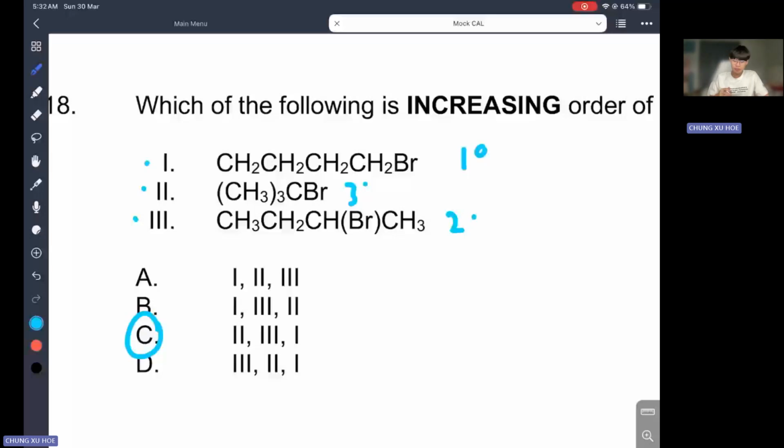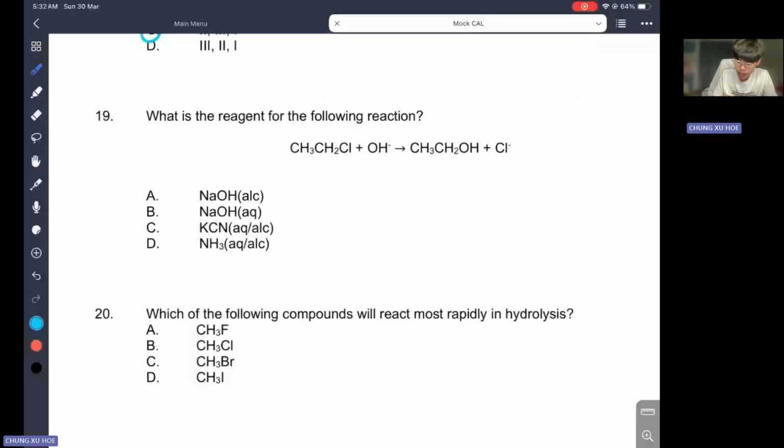What's the reagent for this reaction? I see OH minus. Then I know that it's NaOH. But whether it's aqueous or alcohol, now I need to decide.